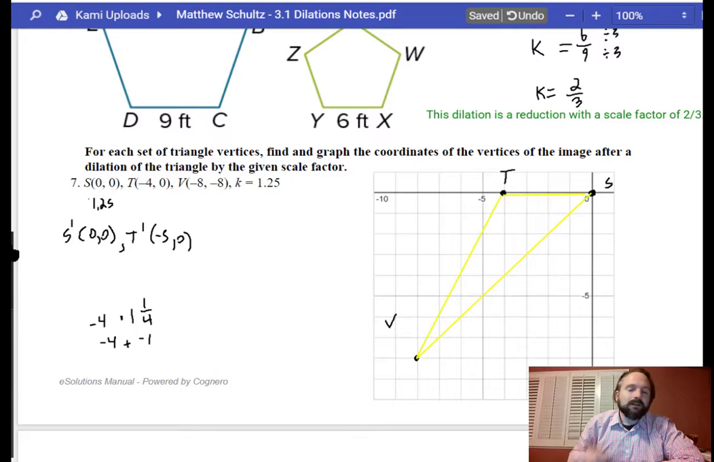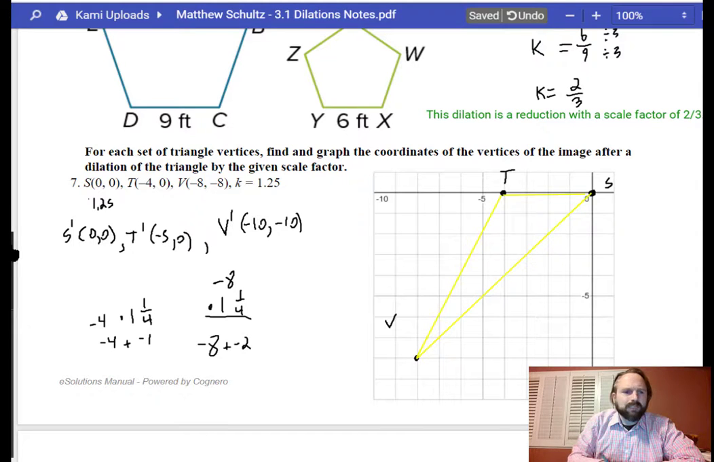Done. This last one's a little bit harder. I have -8 times 1.25. So I know it's going to have -8 times 1. Then I'm going to divide by 4. -8 divided by 4 is -2, so it's going to have plus this -2 part. So it's going to be -10. So V prime is going to be -10, comma, -10.